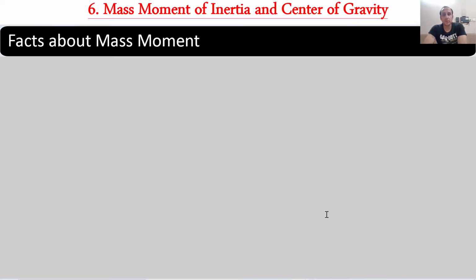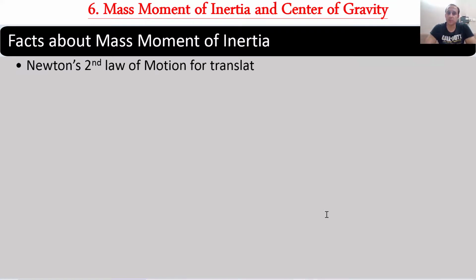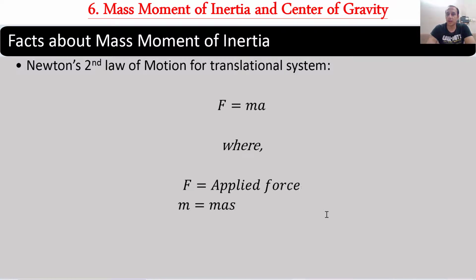Okay, so now we need to study the mass moment of inertia. So what is mass moment of inertia? Before going to the mass moment of inertia, we need to recap once again the second law of motion. If we apply the second law of motion to the translational system, what is the equation? We have F equal to ma, where F is the applied force, m is the mass, and a is the linear acceleration.